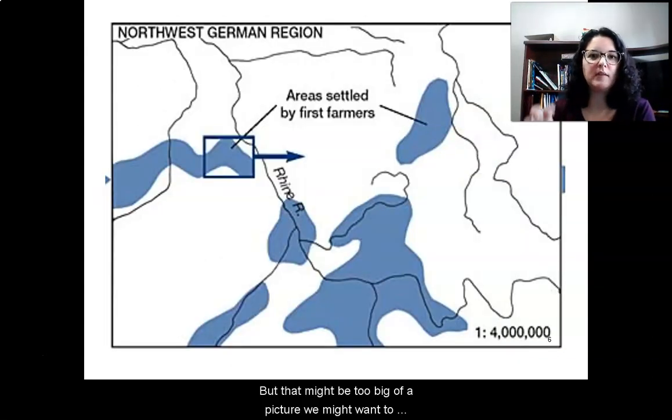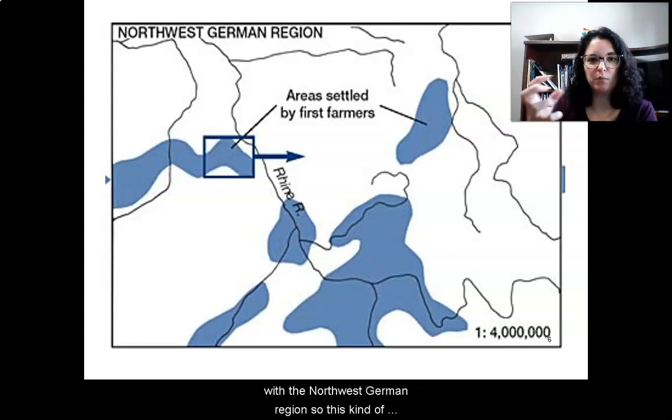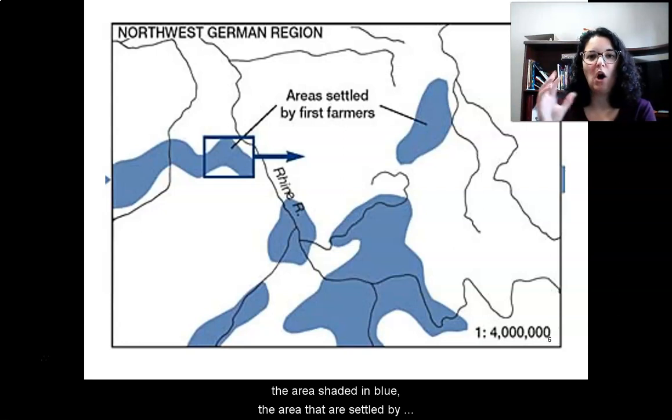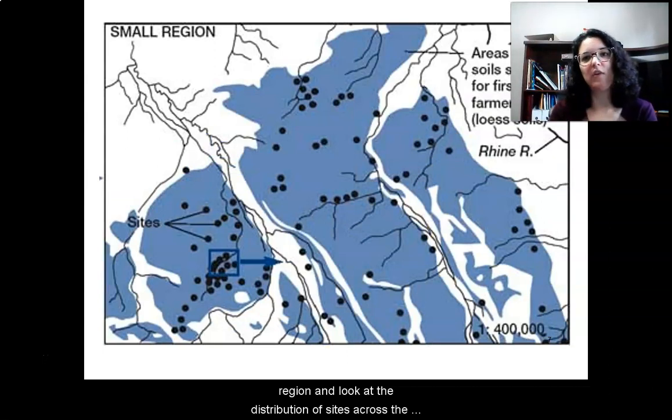We might want to narrow it down to understand why they were settling in the areas they did. In this case, what they found is that the earliest sites are associated with the Northwest German region. So they've zoomed in, and you'll see that a lot of the sites, the areas shaded in blue, the areas that are settled by first farmers, are associated with the Rhine River. So maybe we want to narrow down our focus a little bit more and look at a smaller region and look at the distribution of sites across the region.